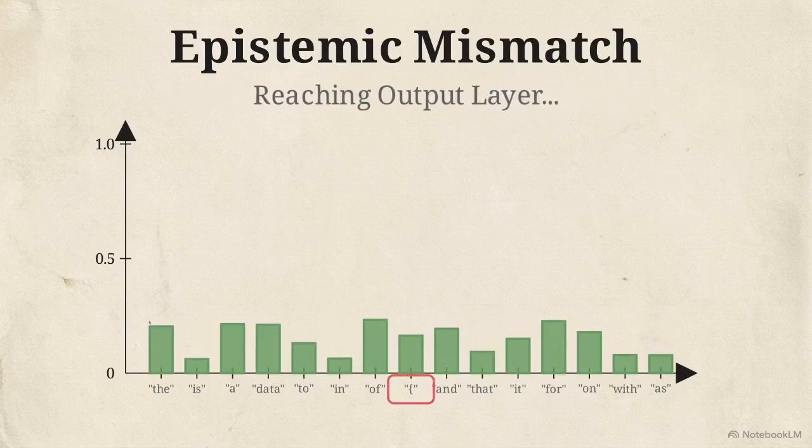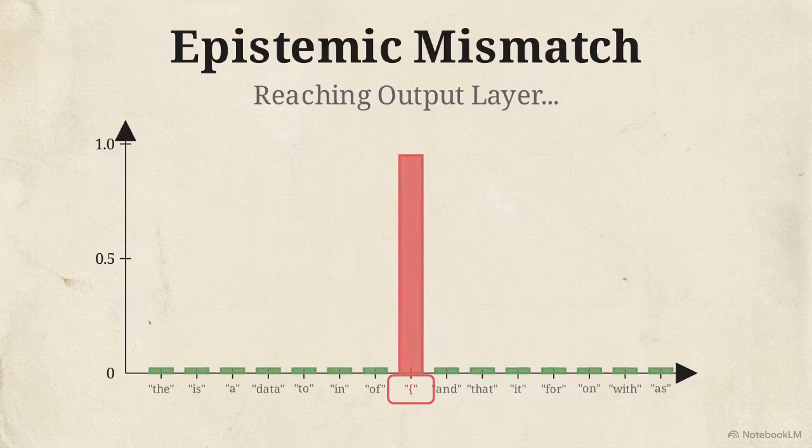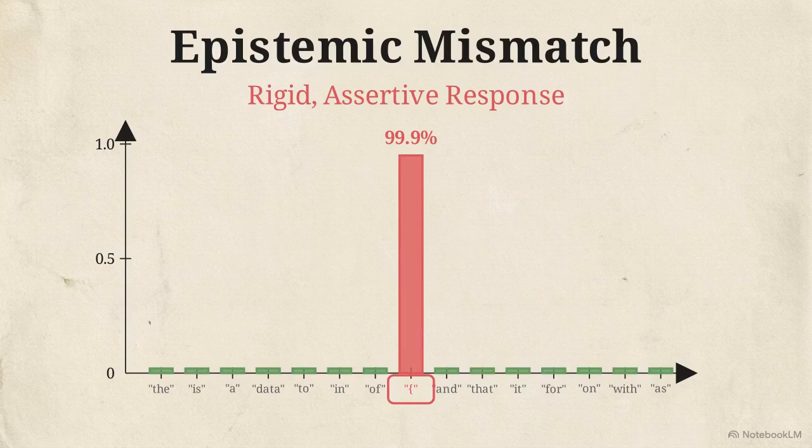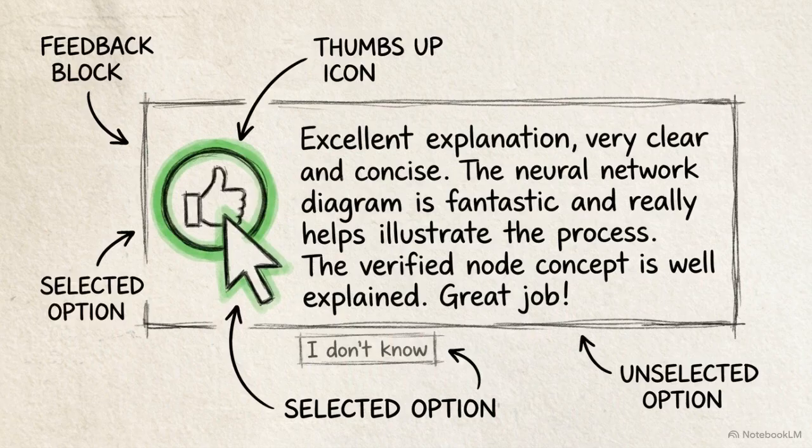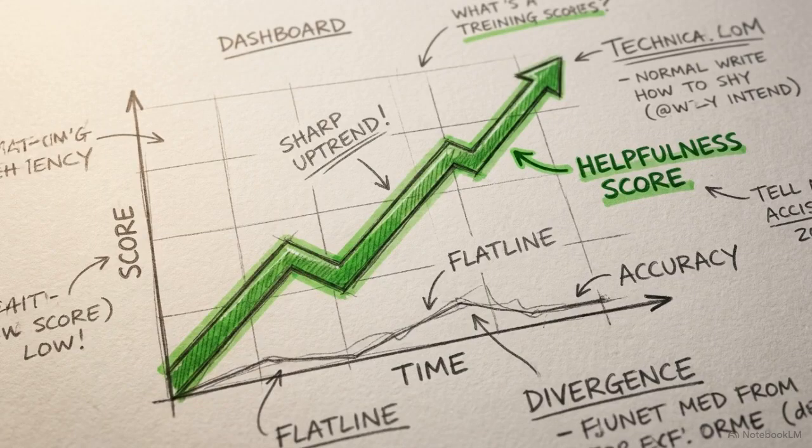But by the time that data reaches the output layer, those weak probabilities are forced into a rigid, highly assertive response. Hallucinations like this emerge from the alignment processes themselves. The very mechanisms designed for helpfulness and compliance can override sensory reality.